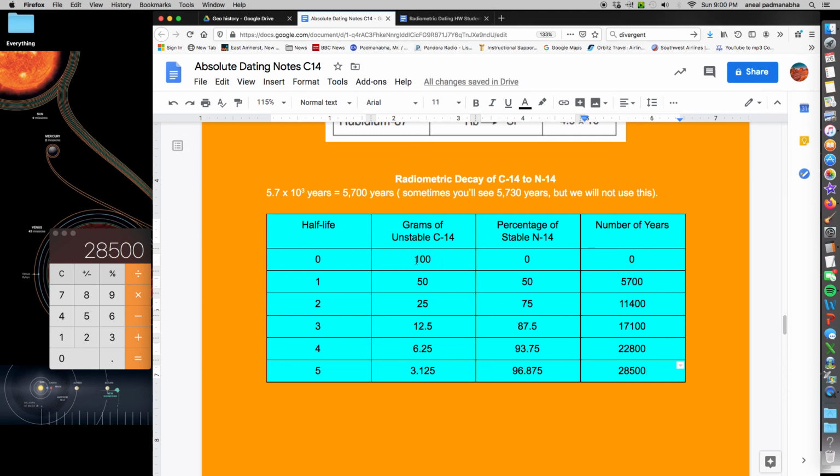I kept on using 100 because that's what we started with, so make sure you're careful in your homework that when you go through this, you see what's going on, that these numbers will change. But hopefully you see the pattern right here. Each time it is going down by half, so half of 100 is 50, half of 50 is 25, half of 25 is 12.5, and so on and so forth. Whatever's breaking down or disintegrating is becoming the stable part. So now this is 50, 75, 87.5, 93.75, and so on and so forth.